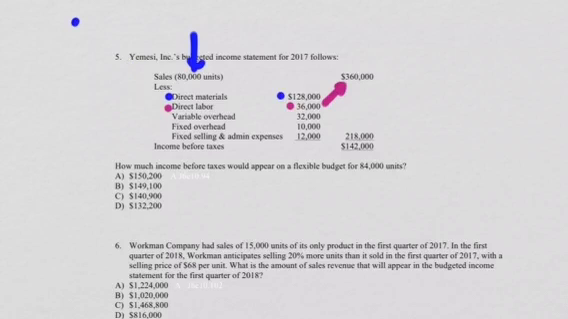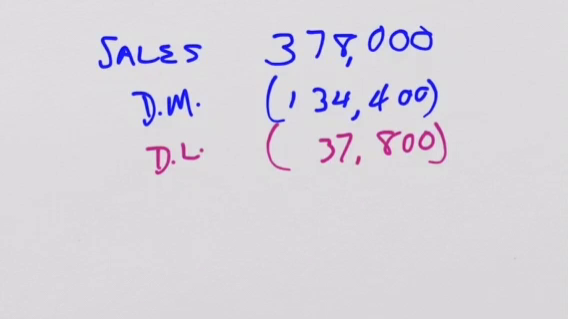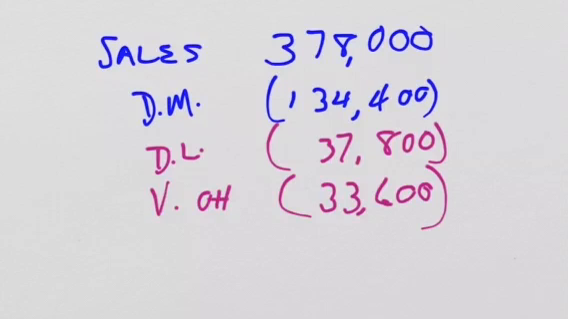All right, so making some room. What do we got? We got variable overhead. Well, that's the same as direct materials, direct labor. It's going to result in an exact percentage change based on the new number of units, the new sales amount. So 32,000 over the projected sales of 360 is a percentage of something like 8.9%. So let's do the same over at the 378, the new sales projection amount, and we get 33,600. So that's our variable overhead, and we're rolling right along.